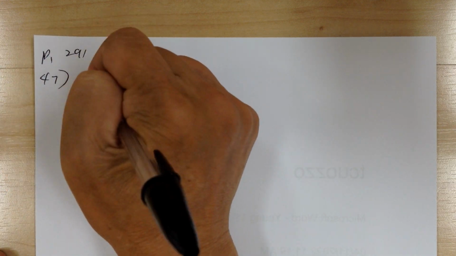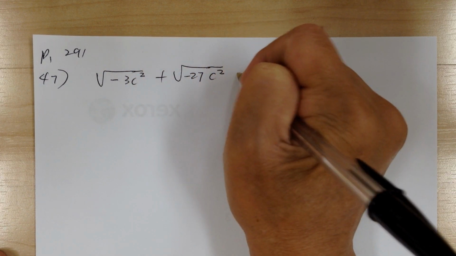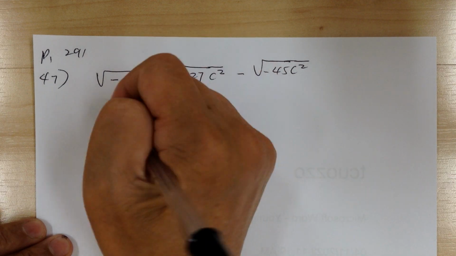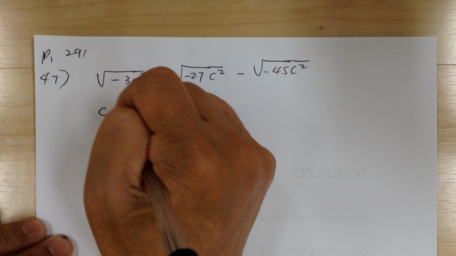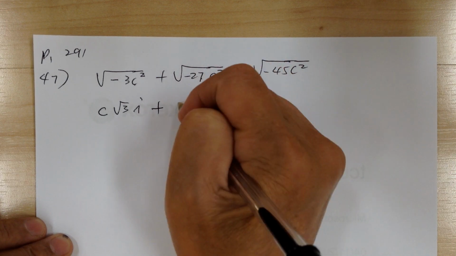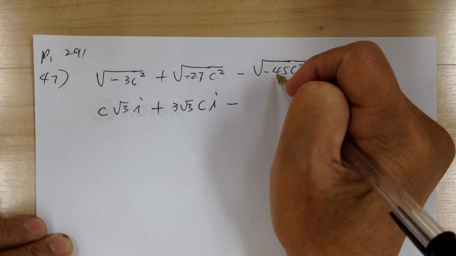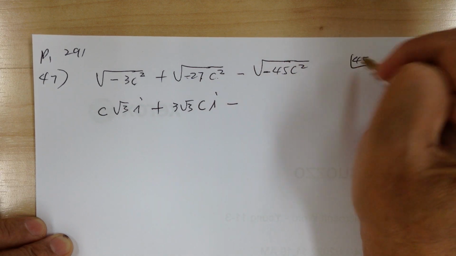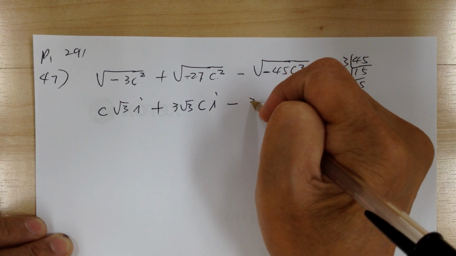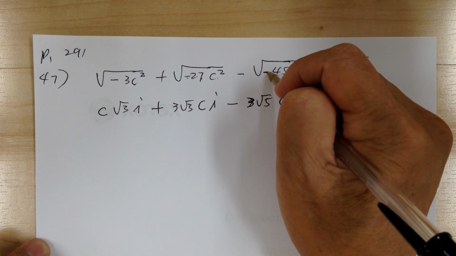Okay, number 47. You have square root of negative 3c squared plus square root of negative 27c squared minus square root of negative 45c squared. Let's go and simplify each of these. So c squared square root becomes c, and this would be square root of 3 and the i. Plus, again, 27 would be 3 square root of 3, c squared would give me a c, and negative will give me an i. Minus, so 45, if you don't know off the top of your head, just go to the side: 3, 15 divided by 3 gets 5. So it would be 3 square root of 5. So you can simplify each part. Square root of c squared is c, and square root of negative is i.